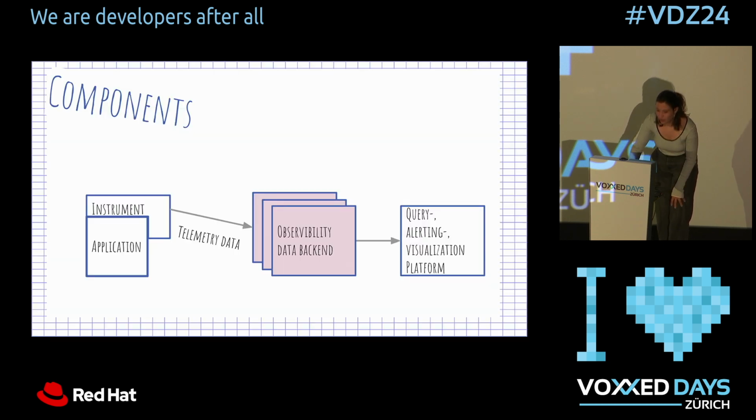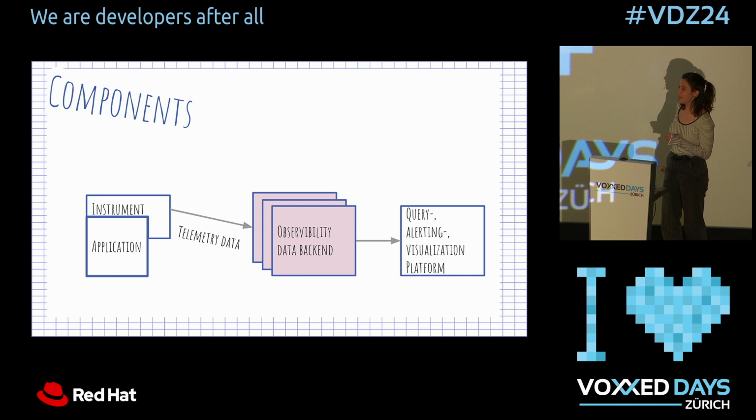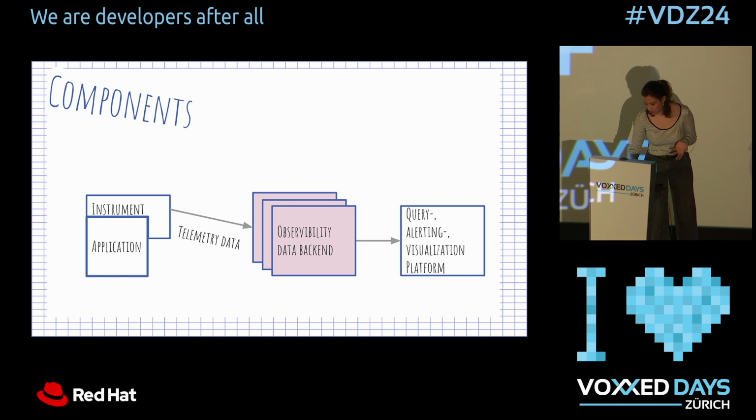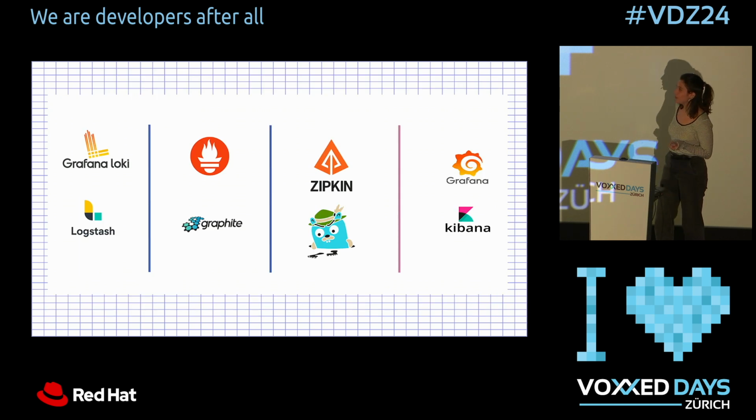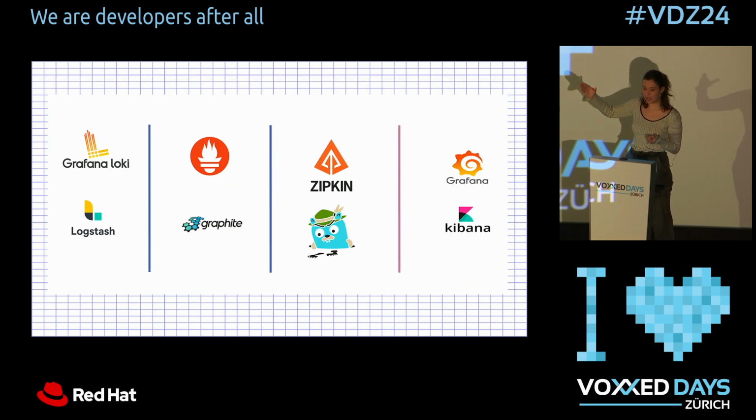Well, we've talked about that briefly: you've seen my metrics in Prometheus and the traces in Jaeger. There are other observability data backends where you can store certain data. For logs, for example, you have Grafana Loki and Logstash from the ELK stack. There's another tool for metrics, which I haven't tried out, called Graphite. For tracing, you have Zipkin and Jaeger, the most common ones.